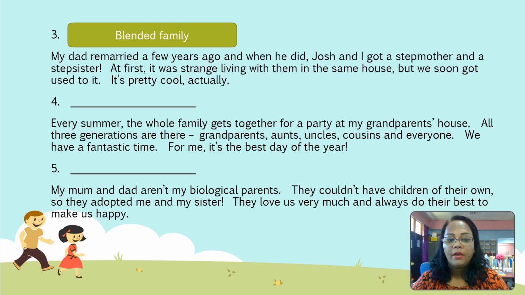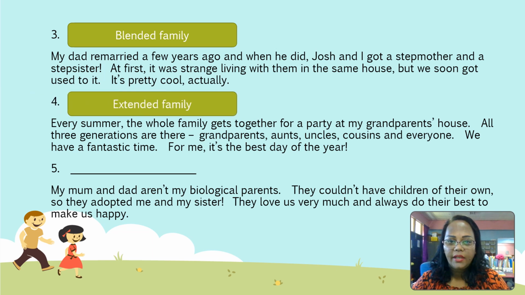Okay? Now, let's look at number 4. Number 4, the clues are grandparents' house. You have uncles, aunts, cousins, okay? Everyone is there. The whole family. So what do you think it is? What type of group is this? Let's see whether you have got the answer right. Very good. It is extended family.